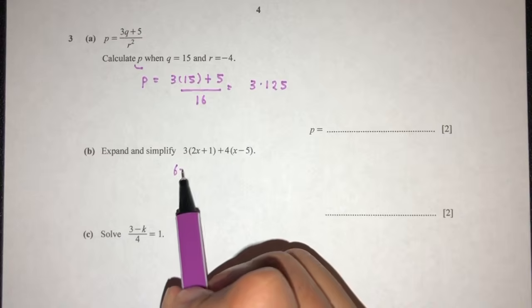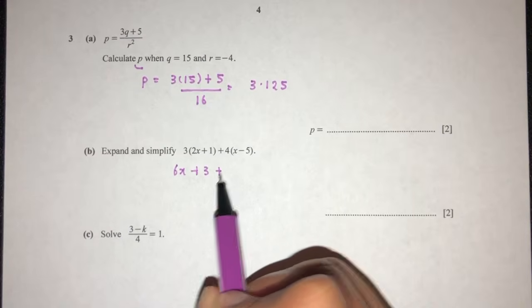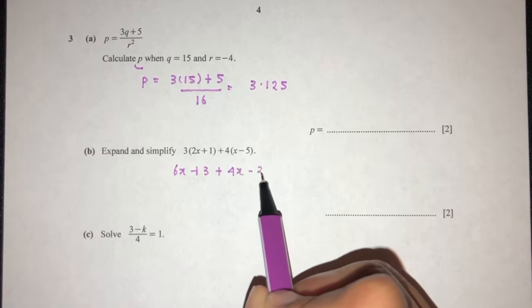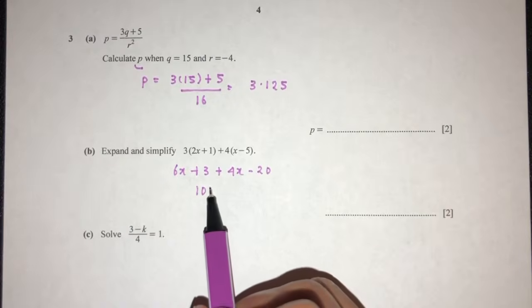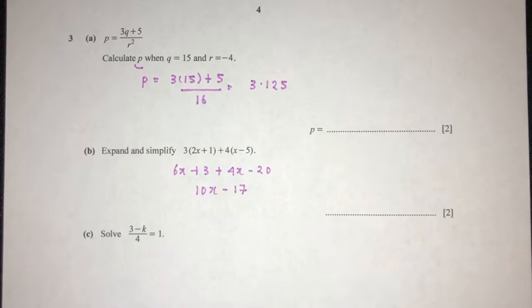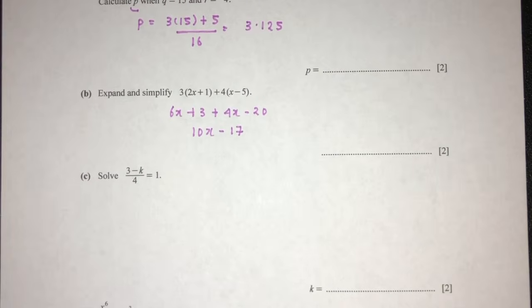Now for part B, we have to expand this and simplify it, pretty easy. That will be 6x plus 3 plus 4x minus 20. That will be 10x minus 17. Okay, that is part B. Now part C, we have to solve. Solve means we have to find the value of k.